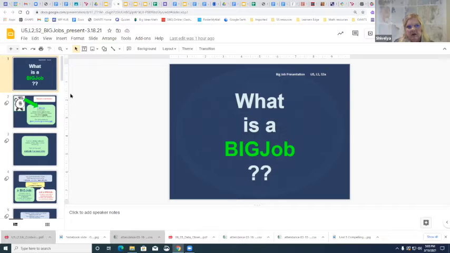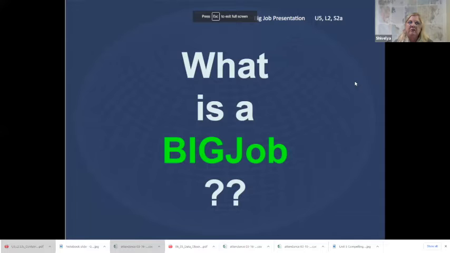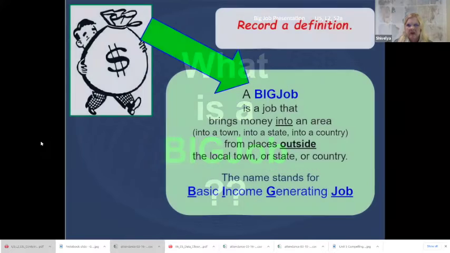In this particular presentation, we're going to take a look at big jobs in the sense of what kind of an impact they have on their community. When we look at big jobs, it's not necessarily that it has to require a lot of people, but that it has a big impact on their local community or their state. That gets kids thinking about it a little bit differently. So we call them big jobs.